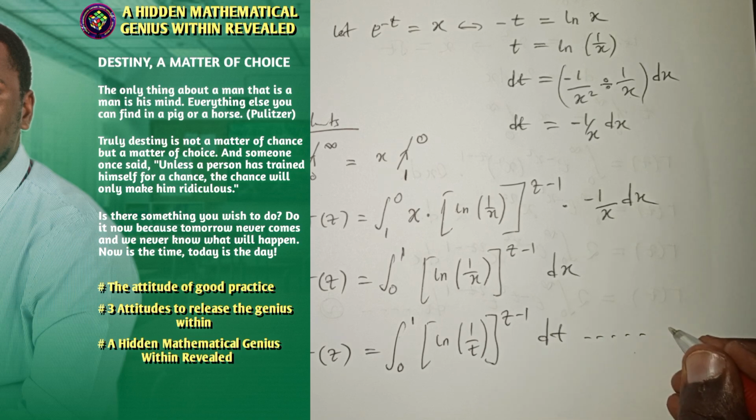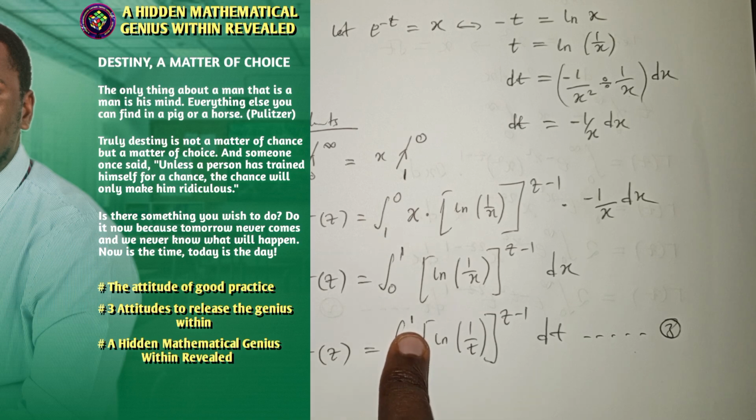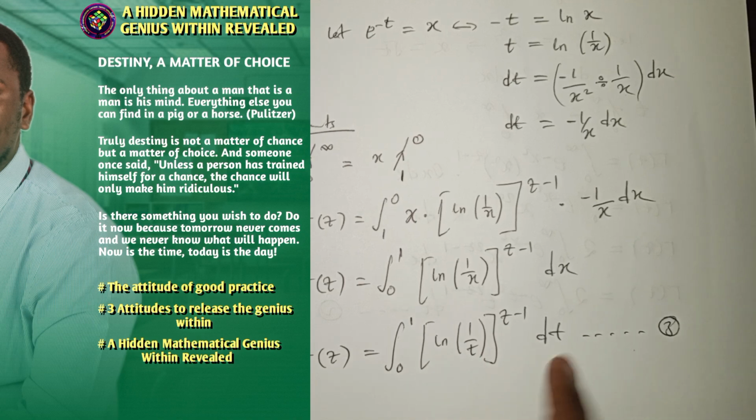So this is the third form of the definite integral definition of a gamma function. So the second definition of the gamma function is in 3 forms. So you need to remember this. Gamma of z is equal to the integral from 0 to 1 of natural log of 1 over t to the power z minus 1 dt. So this is integral form.